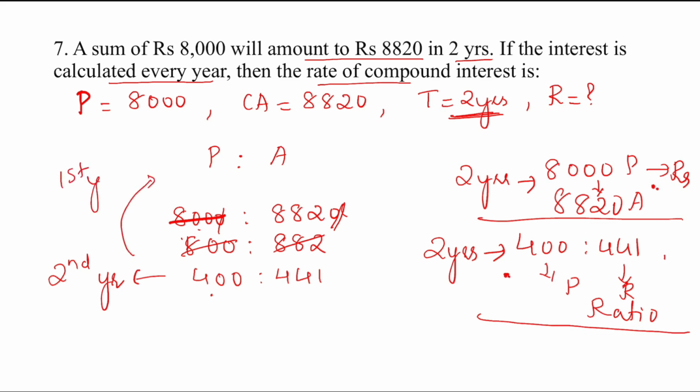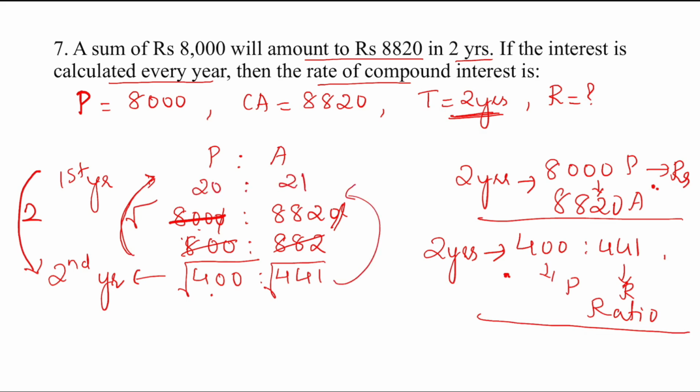In the first year, it will be the square root of this, isn't it? Because to come from first to second, we are squaring. Therefore, to go from second to first, we have to take the square root. So the square root of 400 is 20 and the square root of 441 is 21. So at the end of the first year, the ratio is 20 is to 21, and at the end of the second year, the ratio is 400 is to 441. Therefore, the ratio between principal and amount is 20 is to 21.